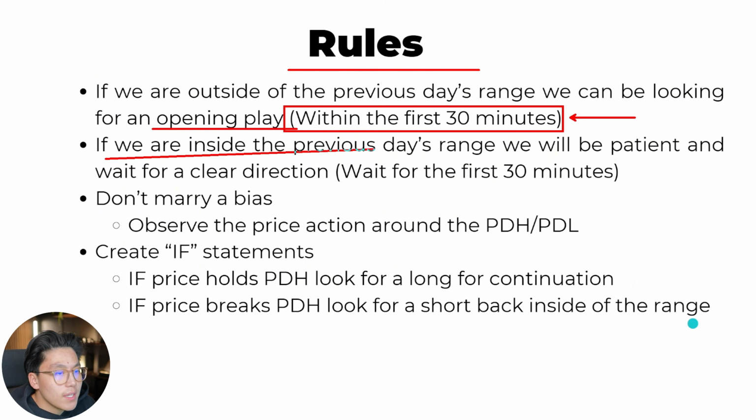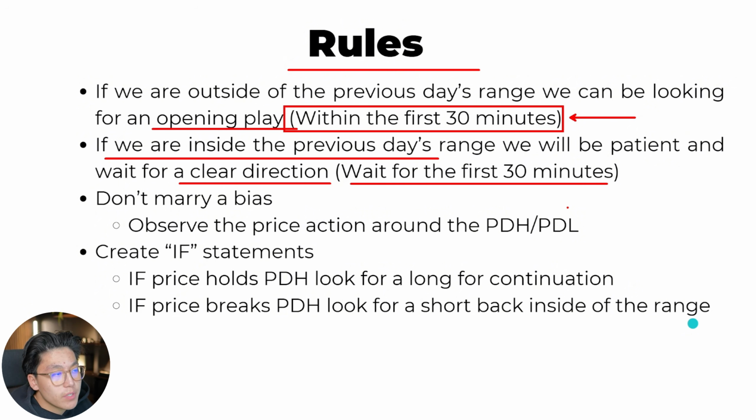Whereas if we're inside of the range of its previous day, between its previous day high and previous day low, we're usually consolidating, especially if there's no news on that day. So what we'll do is be patient and wait for a clear direction. What I like to do is wait for the first 30 minutes to play out. So if we break outside of its previous day range, we can be looking for a trading opportunity. If we're inside of its previous day range, we'll be patient and wait for the first 30 minutes to play out before we take any trading opportunities.